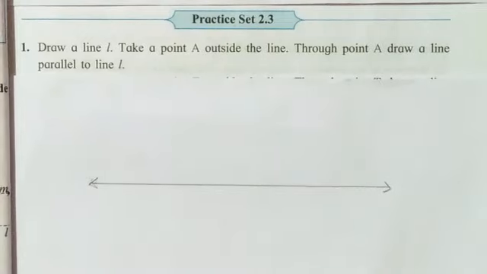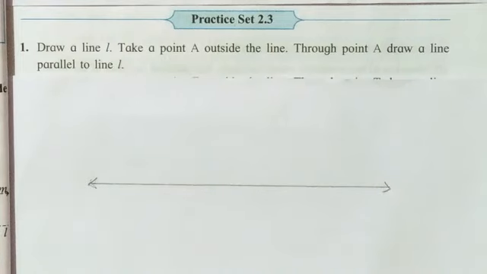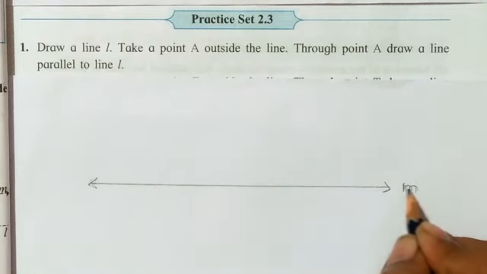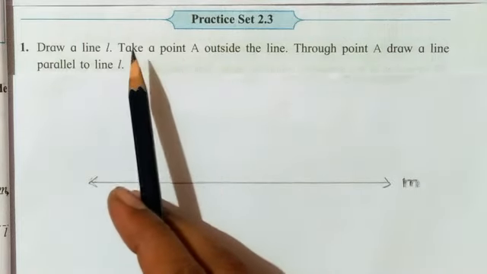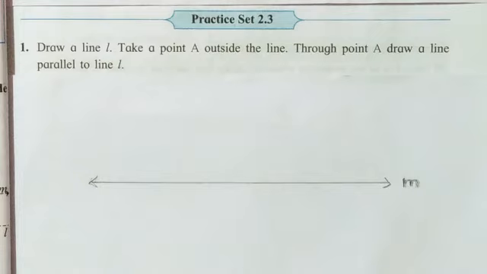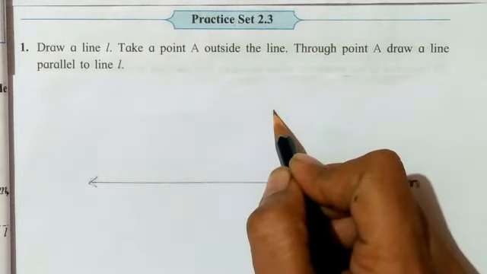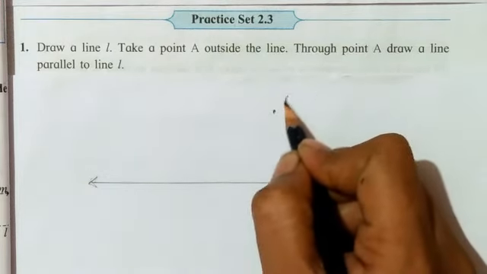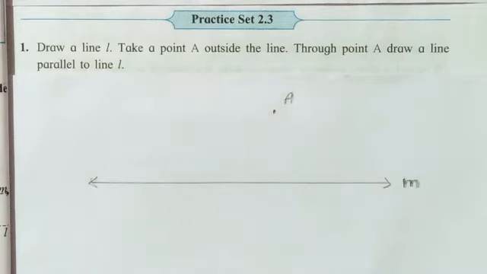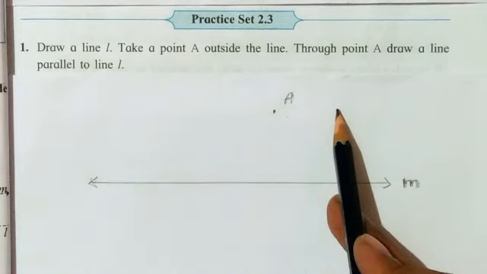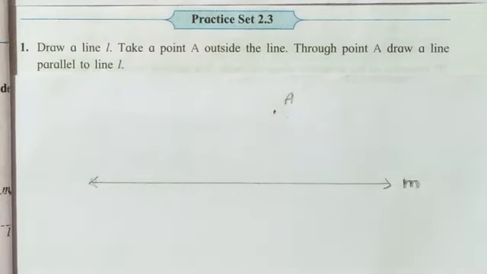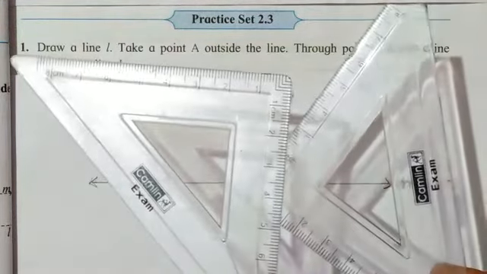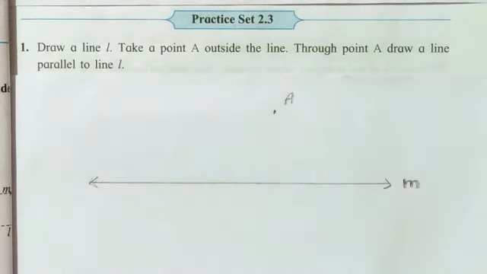Let's see here. Here I have drawn one line, that is line M, and according to the question I have to take a point A outside the line. Suppose here I have taken one point which is called point A. Now through this point A we have to draw the parallel line to the line M. Here with the help of a set square we are going to draw the parallel line.